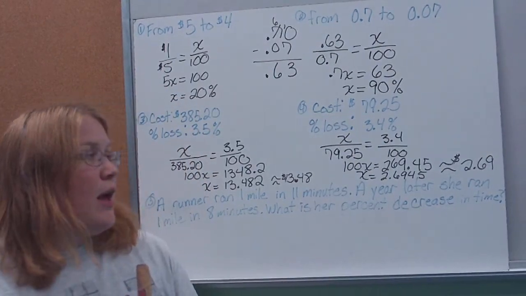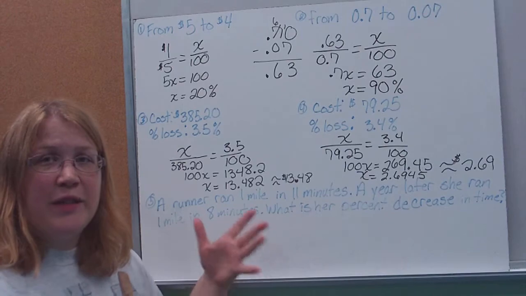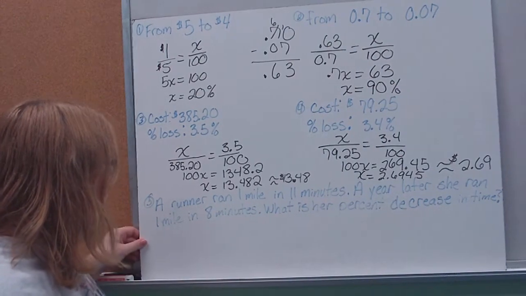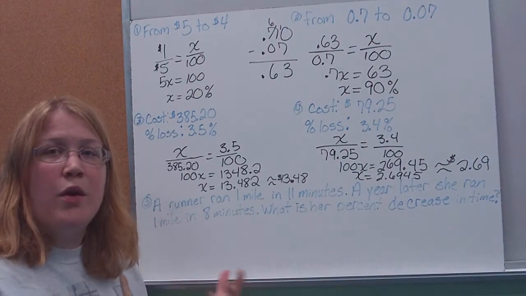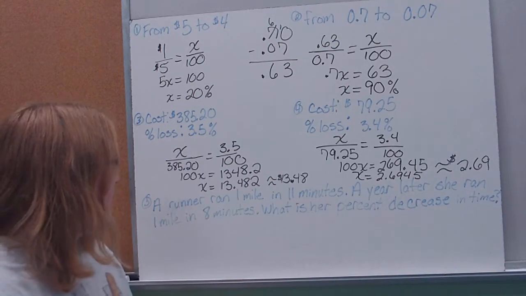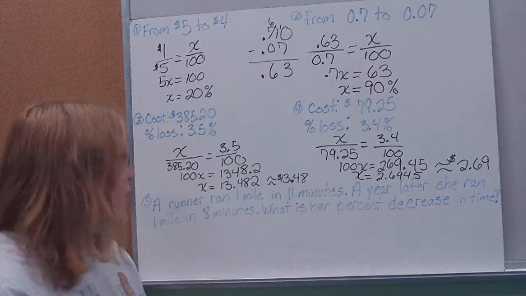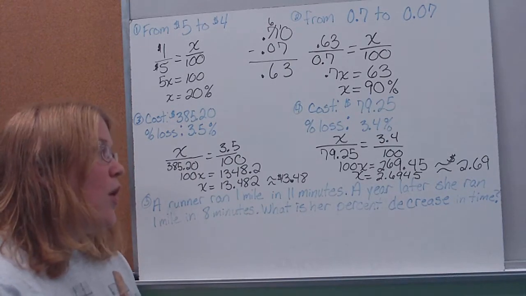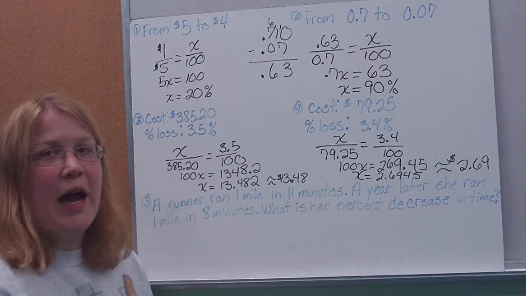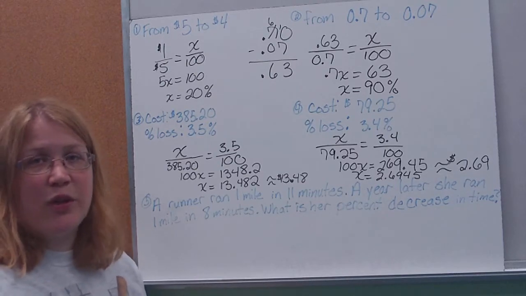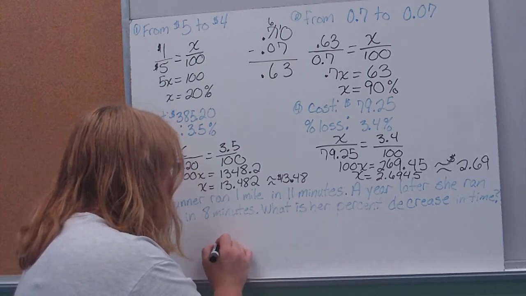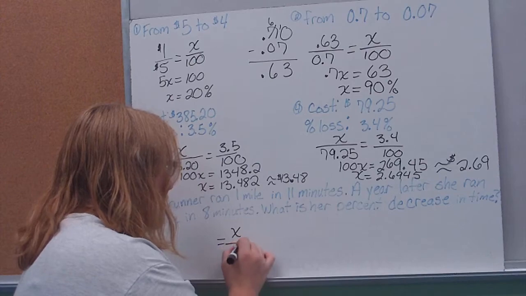All right. The final one, again, very similar to what we did yesterday. It's a word problem. We're going to need to figure out what it's asking us for. So a runner ran 1 mile in 11 minutes. A year later, she ran 1 mile in 8 minutes. What is her percent decrease in time? So here, I don't have to do any extra calculations. I just need to figure out the percent of her decrease.